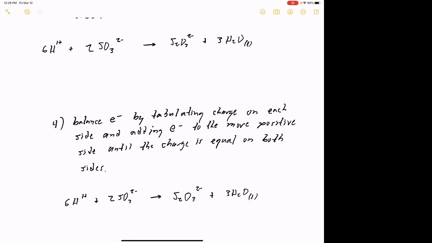So what's my total charge on the left-hand side? 6 plus 4 minus, what do you get? 2 plus. 2 plus, yeah, that looks right. Okay, everybody agree with that? Everybody see that we would get 2 plus there on that side? I think that's right. Now, what's your total charge on the right-hand side?